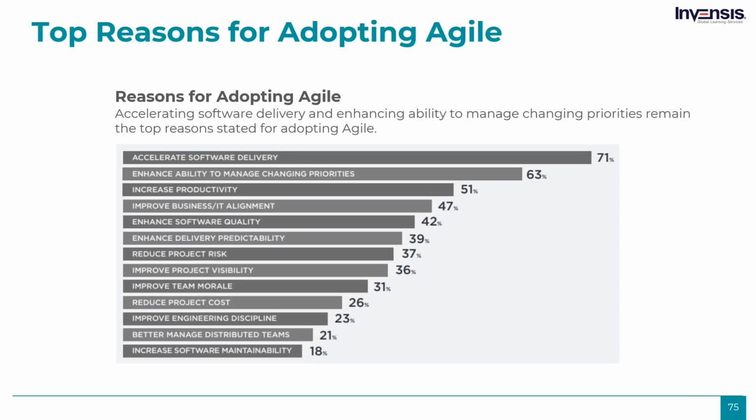Next up, in the report, accelerating software delivery and enhancing the ability to manage changing priorities were listed as the two main reasons for adopting Agile methodology. The other improved capabilities that continue to round out the top 5 are business or IT alignment, team morale, delivery speed or time to market, and team productivity.